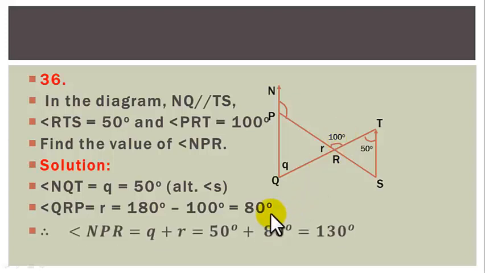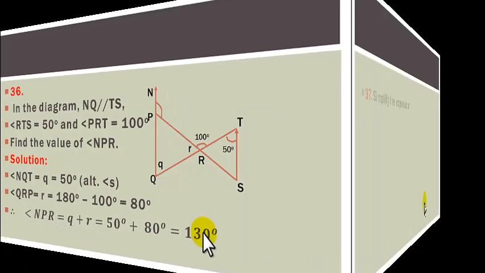Therefore, the angle we are asked to find is the exterior angle of this triangle. And Q plus R will give us this angle, since the theorem says the exterior angle of a triangle is equal to the sum of the two interior opposite angles. So angle NPR is equal to Q plus R, which is equal to 50 degrees plus 80 degrees, and that is equal to 130 degrees.